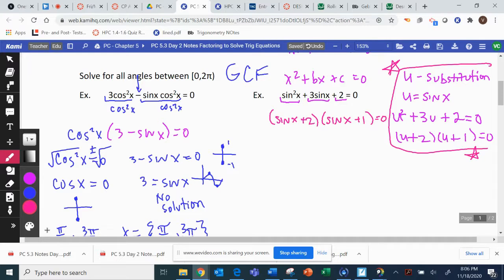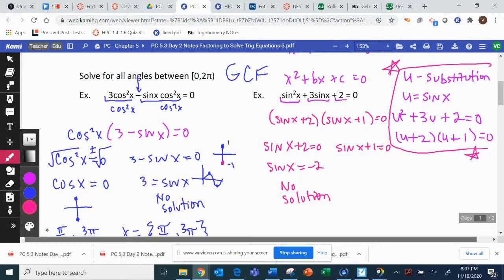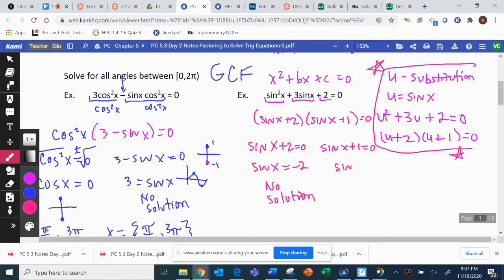Once you have it factored, you now have to set each factor equal to 0, and we're going to solve each factor. So right here, I've got sine x equals -2. And we just discussed over here, the smallest sine can be is -1. So this is no solution. And then right here, we've got sine x is equal to -1. Well, that's at 3 pi over 2. So my only answer is at 3 pi over 2.